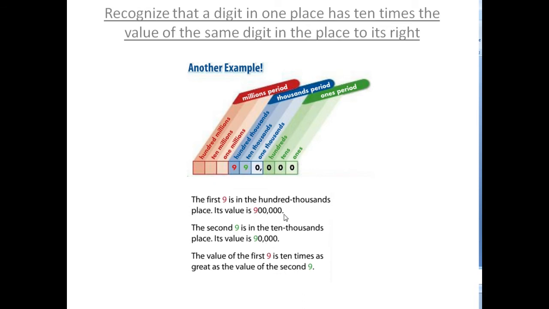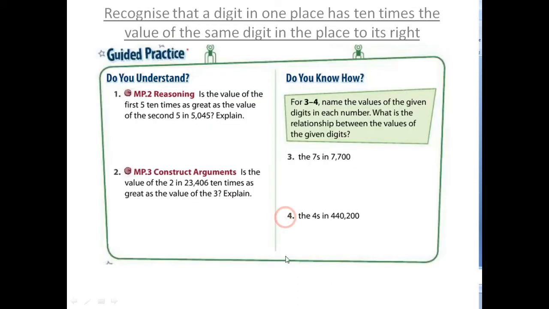In the guided practice, is the value of the first 5 10 times as great as the value of the second 5 in 5,045? Explain. We put a rule in the beginning of the lesson, which is what? If the two digits are beside each other and no digit separates them, the first digit is 10 times the second one.